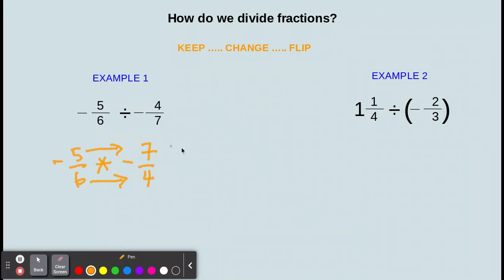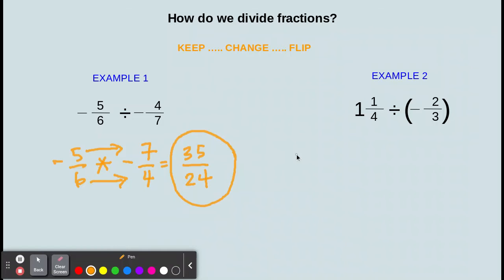Okay, we're flipping it. So then remember, now we just have to multiply our fractions, which we just multiply straight across. 5 times 7 is 35. 6 times 4 is 24. Now we have to look at our signs. They both have the same sign, so our answer is positive. You will notice this is an improper fraction, and it is completely fine for you to leave it in this form.